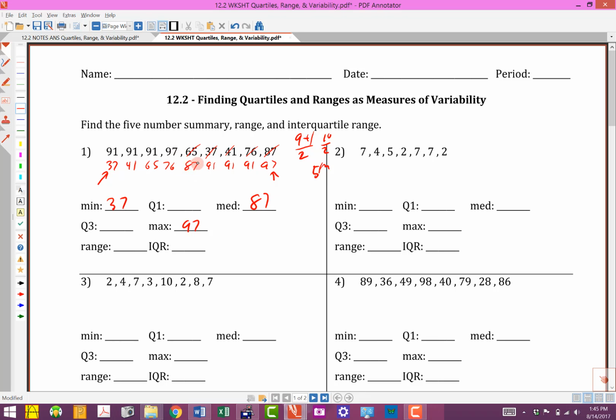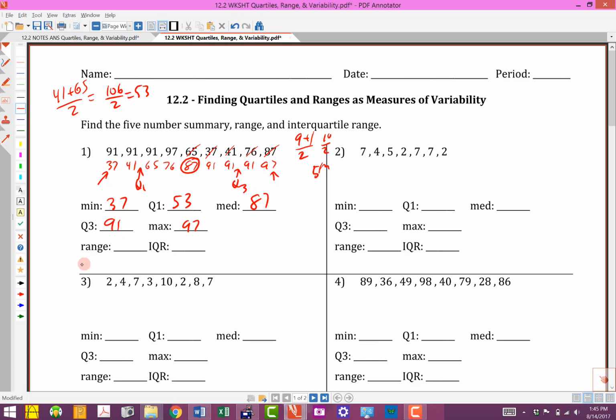Okay, and then if it is actually in the data set, I like circling that. And then you can see that it breaks the bottom half into 4 of them down here, and then 4 of them up here. So Q1 is going to be right in between there, and Q3 is going to be right in between there. So right in between 41 and 65, 41 plus 65 divided by 2, so that's 106 divided by 2, that's going to be 53, so we get a 53 right there. And then right in between 91 and 91 is 91.